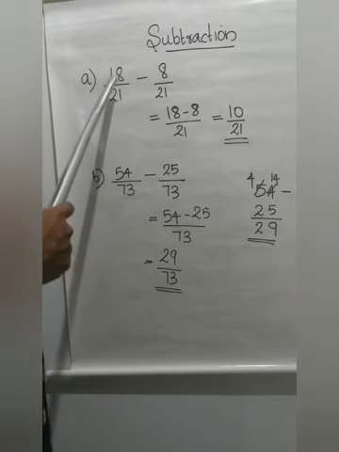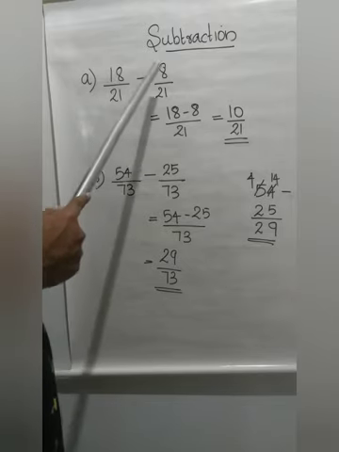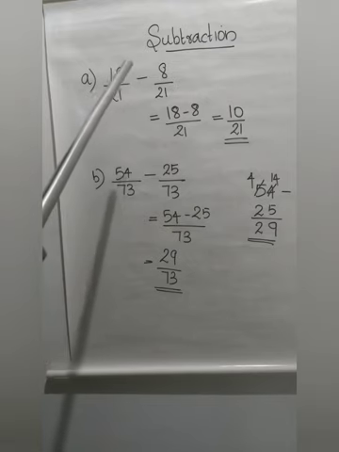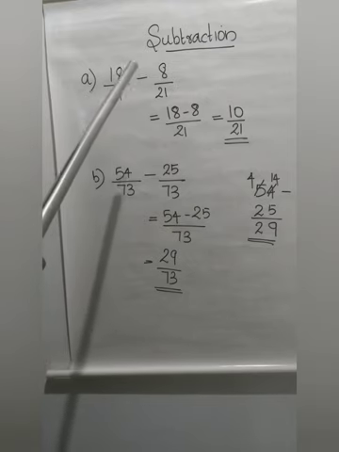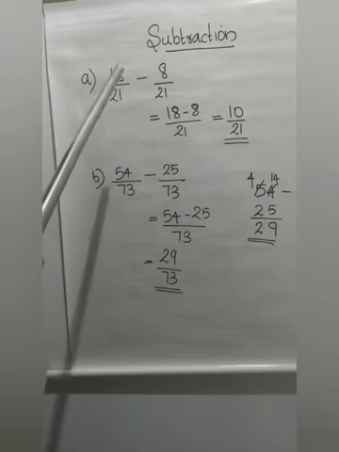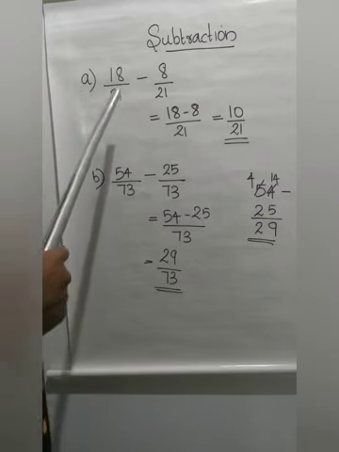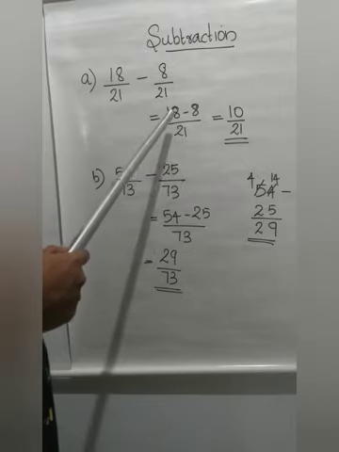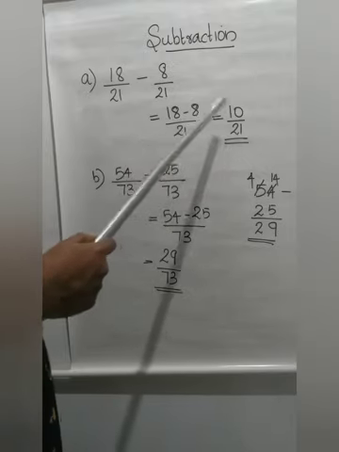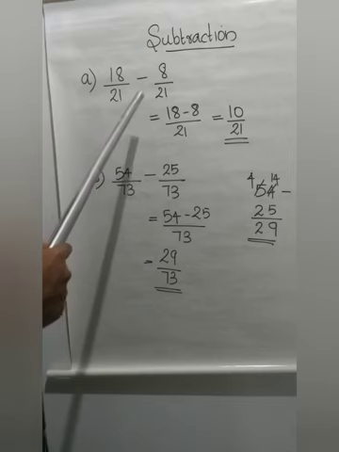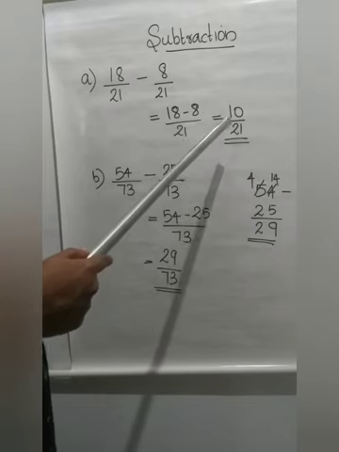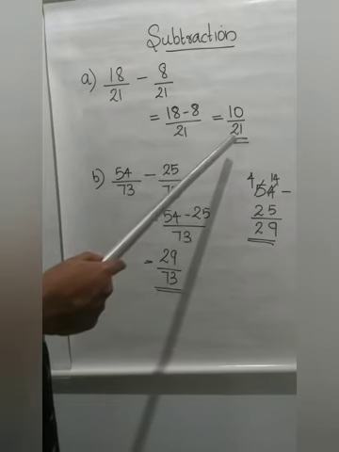So, what is the first numerator here? 18. Here 8. And as the rule of subtraction, subtract the smaller number from the larger number. Clear? So, 18 minus 8. What is 18 minus 8? 10. I said the denominator will have no change. So, denominator 21. So, the subtracted answer is 10 by 21.